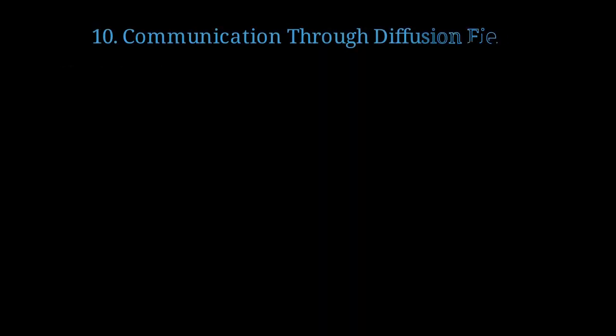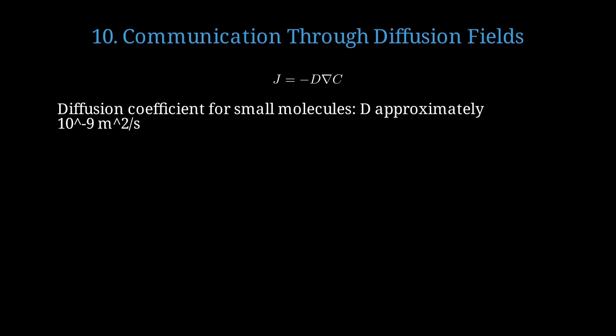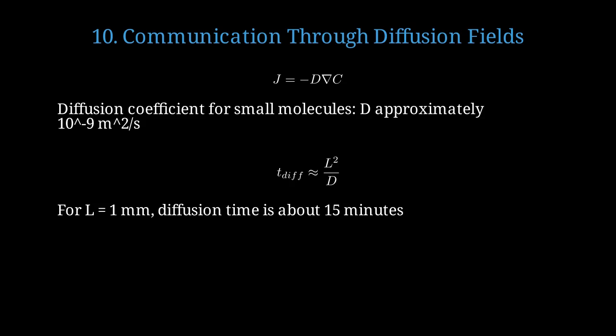The diffusion field creates an invisible communication network between droplets. Fick's first law states that the diffusion flux J is proportional to the concentration gradient, with D being the diffusion coefficient. For small inhibitor molecules in aqueous solution, the diffusion coefficient is typically around 10^-9 square meters per second. The diffusion timescale is approximately L squared over D, where L is the characteristic distance between droplets. If droplets are separated by 1 millimeter, it takes about 15 minutes for inhibitor molecules to diffuse between them.